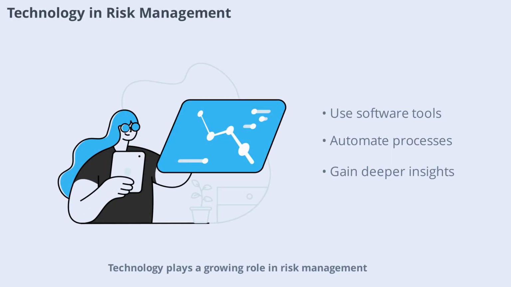Technology plays a growing role in risk management. Software tools can help identify, assess, and monitor risks more efficiently. Automation reduces human error and speeds up response times. Data analytics provide deeper insights into risk trends and emerging threats. Leveraging technology allows organizations to stay ahead of risks and make more informed decisions.